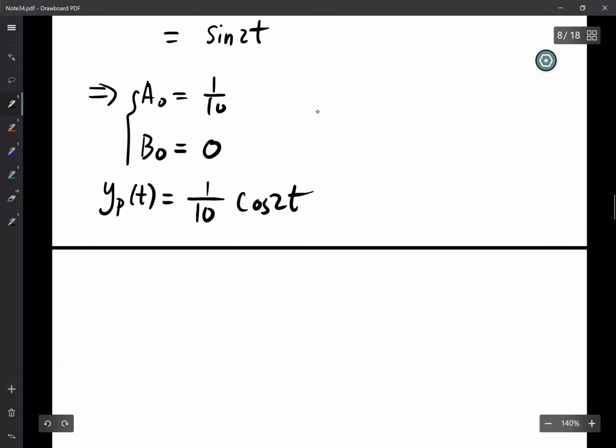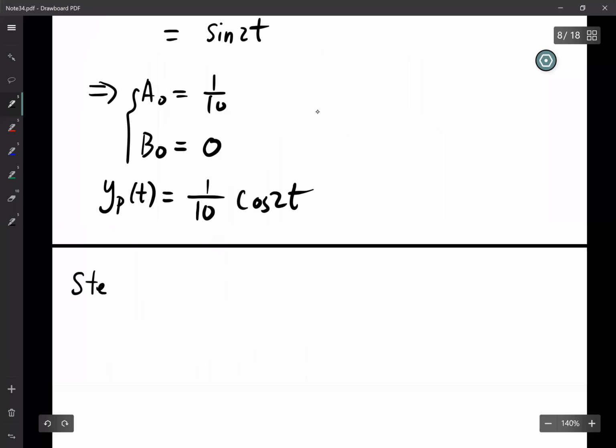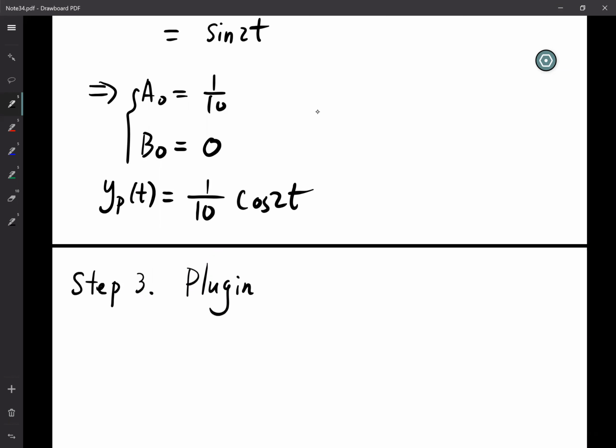Okay, so we're almost there. We found a particular solution. We found the general solution set to the homogeneous equation. Plug in, third one is to plug in initial value.